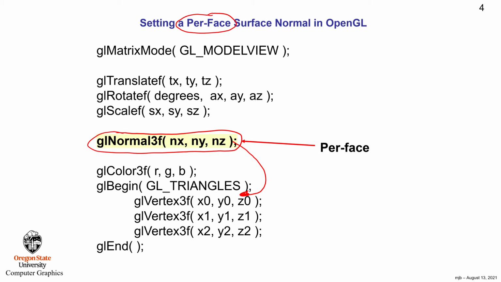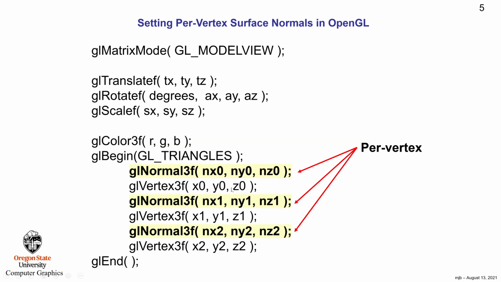Okay, the normal really is like an attribute. It's like setting the color. So when I want to say I want a red triangle, I call color3f red. When I say I want this particular per face surface normal vector, I call normal3f before I draw the vertices. If I want per vertex, I simply put this in here and in here and in here. Again, the thing you're trying to do is specify the normal before you latch it when you call vertex3f. So when I call vertex3f x0, y0, z0, I have now latched the normal vector for that vertex. And so this is how you specify it if you're doing per vertex.